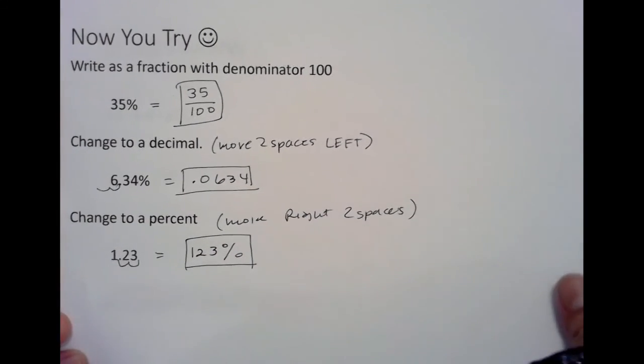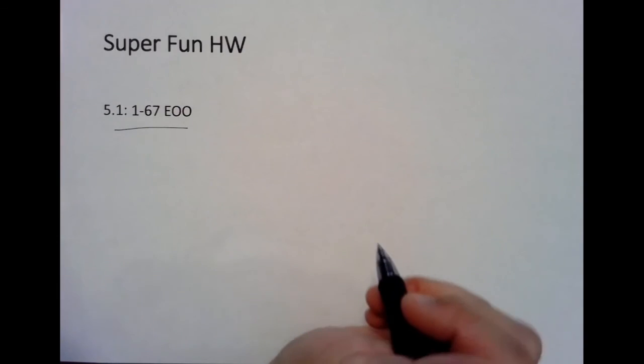And that is it for section 5.1. Your super fun homework is 1 through 67, every other odd. Good luck, and I will see you on the next video.